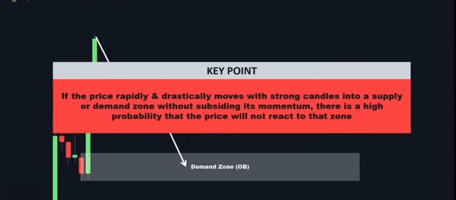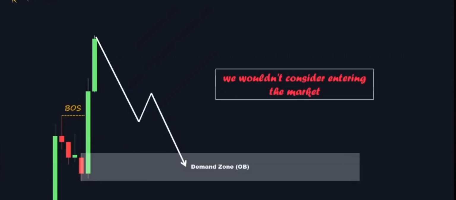The rationale behind this is that if the price rapidly and drastically moves with strong candles into a supply or demand zone without subsiding its momentum, there is a high probability that the price will not react to that zone. Traders need to closely monitor price behavior in such cases and avoid entering the market in situations like this. Now let's move on to the second type of pullback, the corrective pullback model.